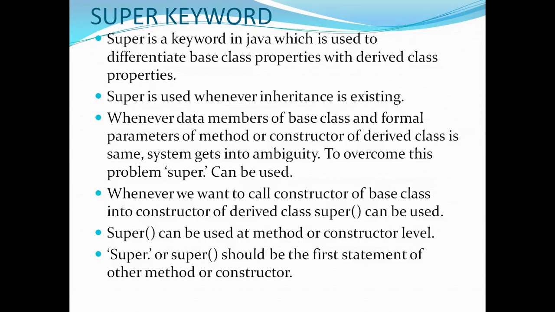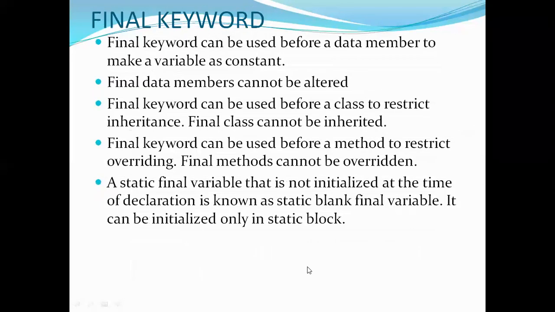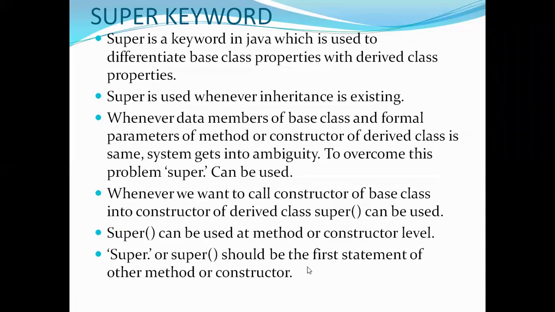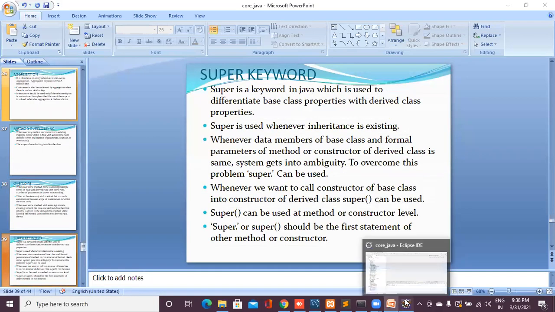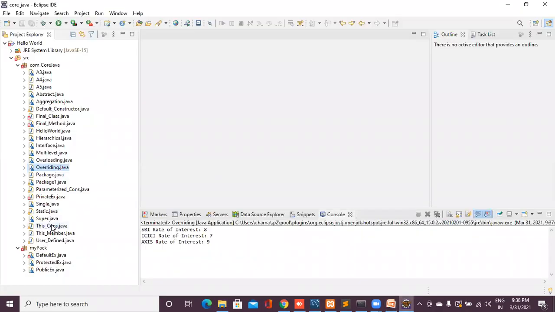And whenever we want to call the constructor of the base class in the constructor of the derived class, then the super method can be used. And super can be used at the method or the constructor level. Super dot or super method should be the first statement of the method or the constructor. I'll show you this example for the super keyword.